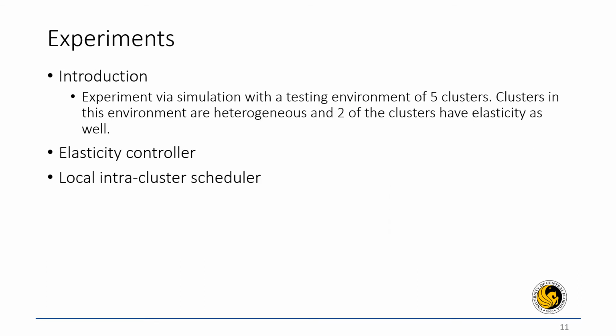Now we begin to talk about experiment results. The experiment is done via simulation with a testing environment of 5 clusters. Clusters in this environment are heterogeneous and 2 of them have elasticity as well. We use a separate elasticity controller for regulating cluster elasticity behavior and a generic local intra-cluster scheduler for intra-cluster job executions. Note that our approach has the potential to coordinate with different elasticity controllers and local schedulers.